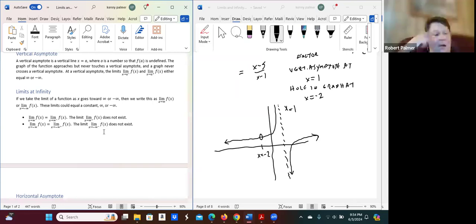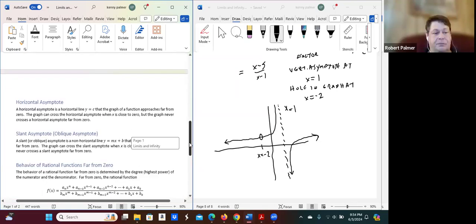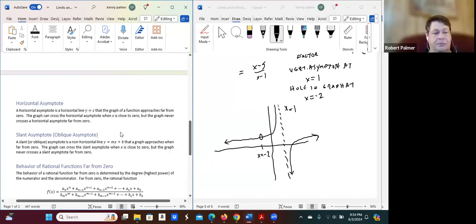Understand? Now, we can get two other kinds of asymptotes. One is what's called a horizontal asymptote. That's a straight horizontal line that the graph of the function approaches. One thing that's different about a horizontal asymptote than a vertical asymptote is that the graph can never cross a vertical asymptote, because that's where the function is undefined. But a function can cross a horizontal asymptote close to zero, though it won't cross it far from zero.